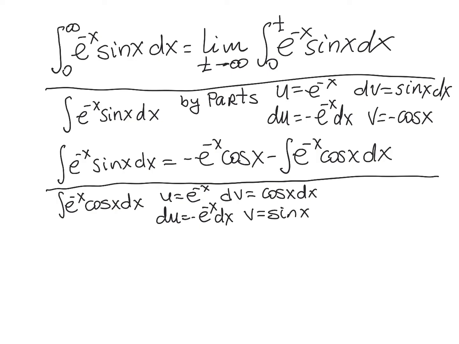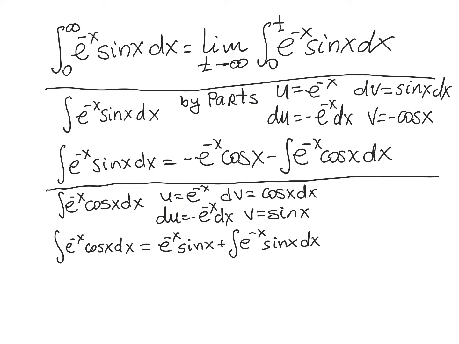So the integral of e to the negative x cosine x equals u times v, which is e to the negative x sine x, minus the integral of v du, but that has a minus in it, so it'll be plus the integral of e to the negative x sine x.